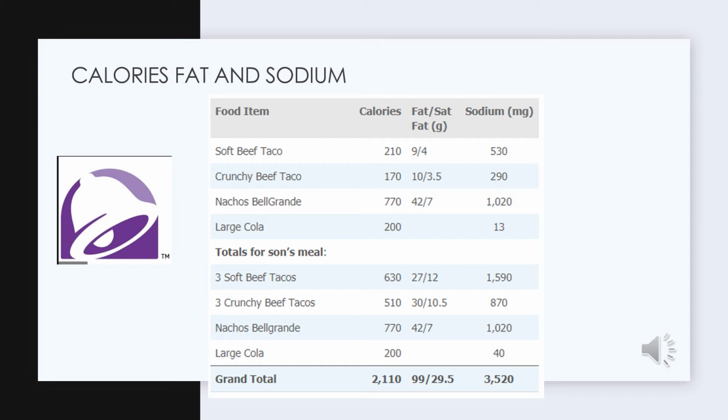Young teenage males can get away with that. You can see where that would be an issue for someone as they get older. To continue to eat like this is not very healthy. You can also see how much sodium is in that, and how much fat and saturated fat are in those as well.